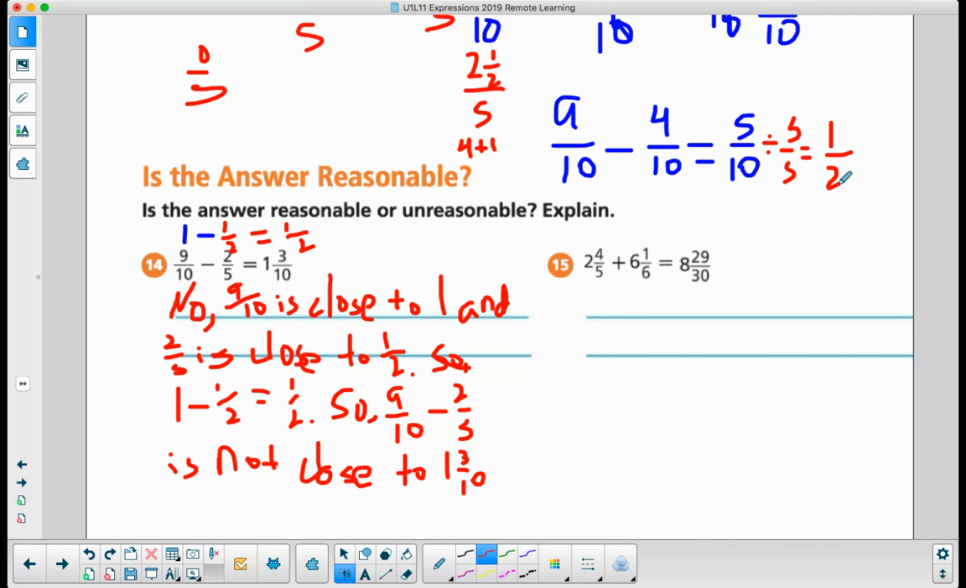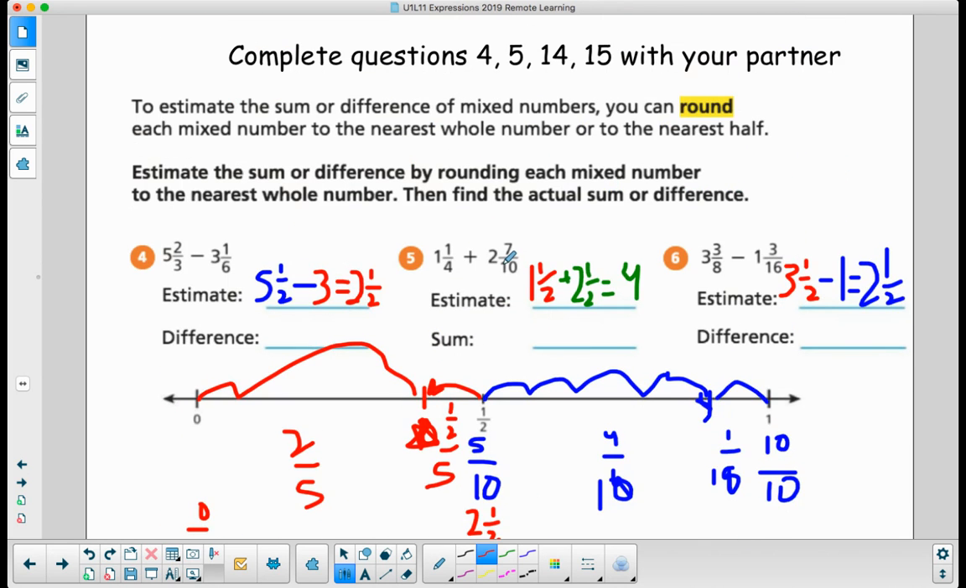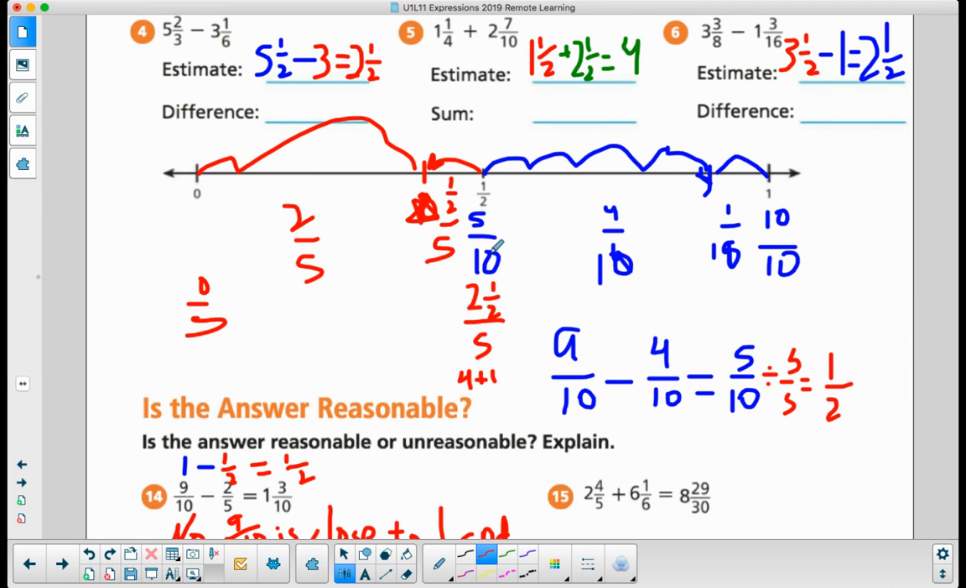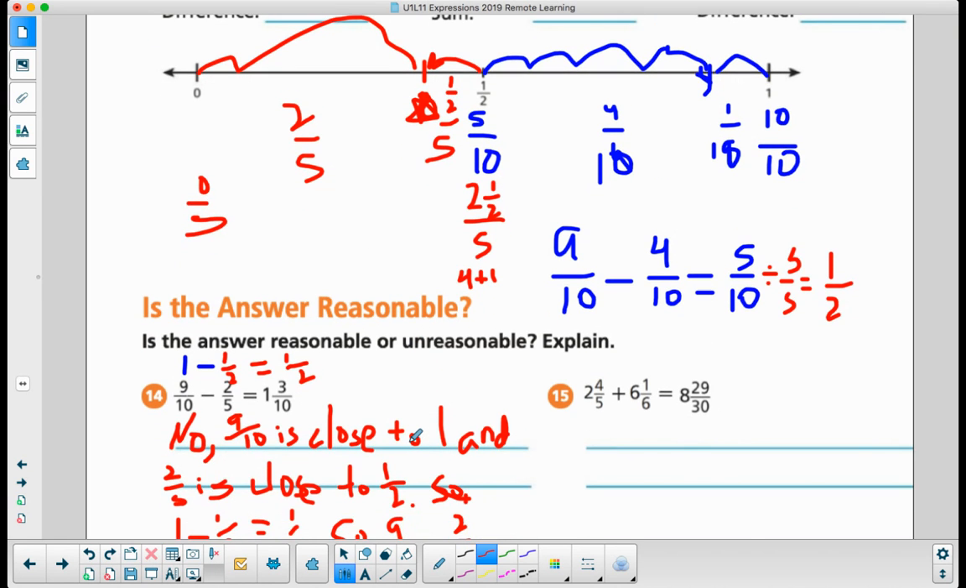All right. So good luck with estimating sums and differences. Just use a benchmark. Figure out what is a half, what is a whole, how far are they from 0, how far is it from a half or a whole, which one is it closest to. Once you make them into a half or a whole or 0, they're super easy to add or subtract.